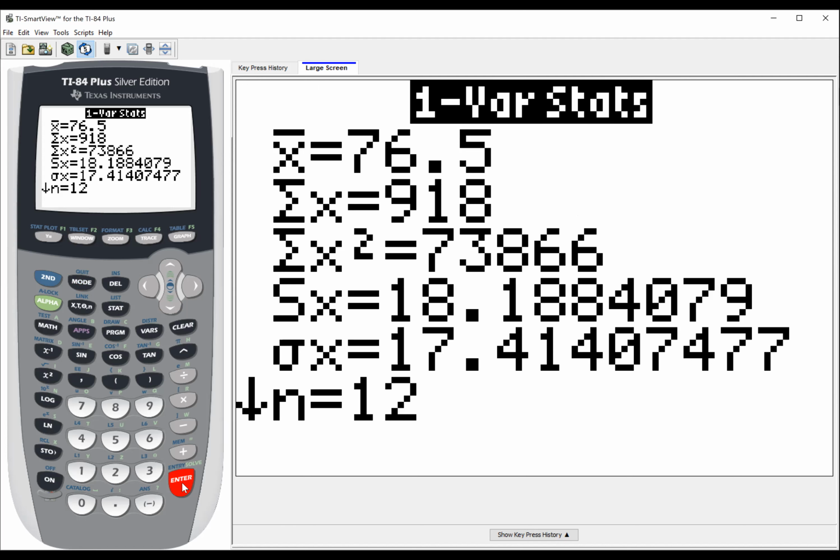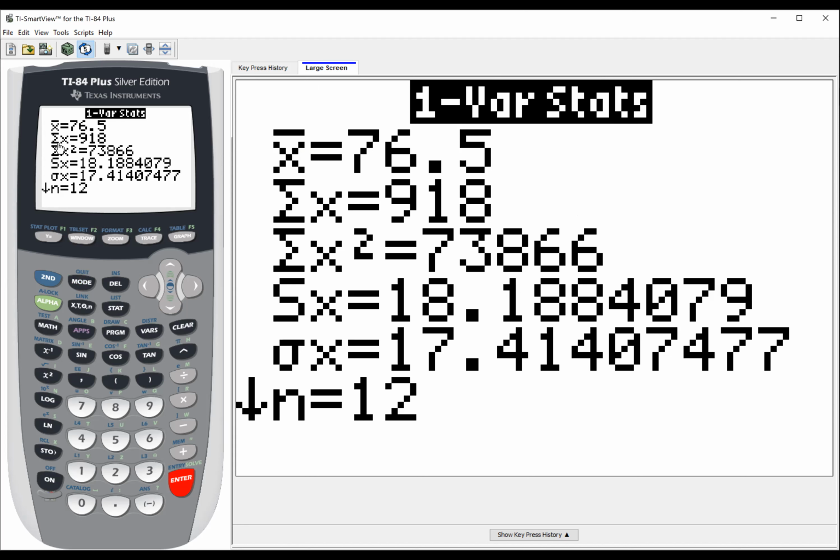Now we're going to see a whole bunch of output, but the first thing on the screen is X bar. So X bar is the first output that comes up, and it's 76.5, which is the same mean that we got when we calculated it by hand. See how much quicker this is, especially if you have a larger data set? So X bar, the sample mean, is the first thing that's going to be listed in the output when you do a one variable stat.